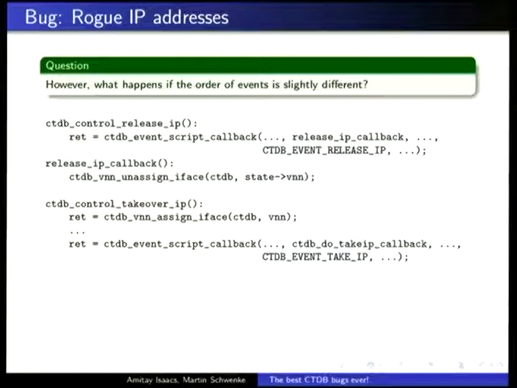Good things happen. What happens if the order of events is very slightly different? First of all, we launch the scripts to remove the IP from the interface and do all the other housekeeping, and we register the callback. Then we associate the interface with the IP address. Then we disassociate it. Then we run the scripts to add it, and there it is on the interface. It's a pretty simple bug.